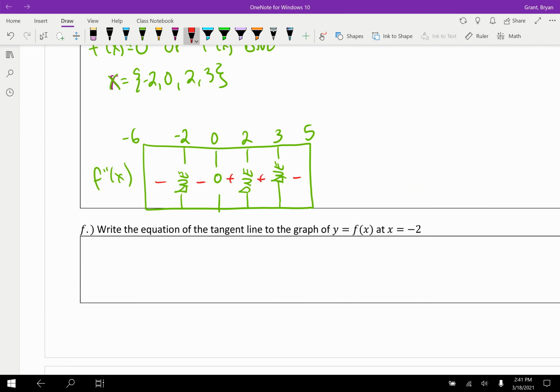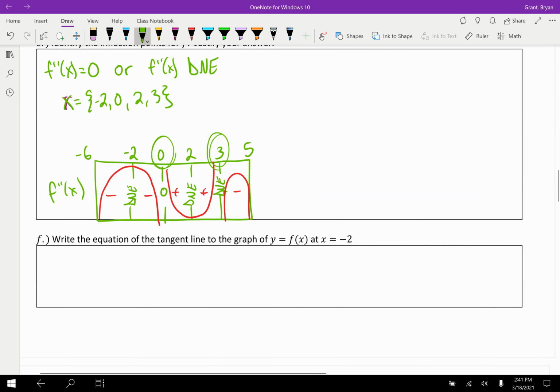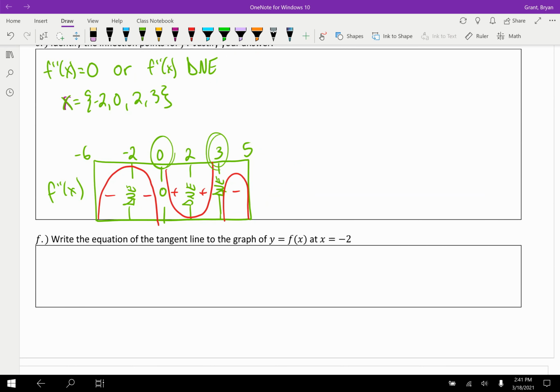And if we wanted to look at the graph of f from f double prime, it would tell us that f is concave down, then concave up, then concave down. Where does concavity actually change sign? Concavity only changes sign at 2 of those 4 x values, at 0 and 3. And so if you had listed all of these, you would have been wrong. There are not 4 inflection points, rather there are only 2.